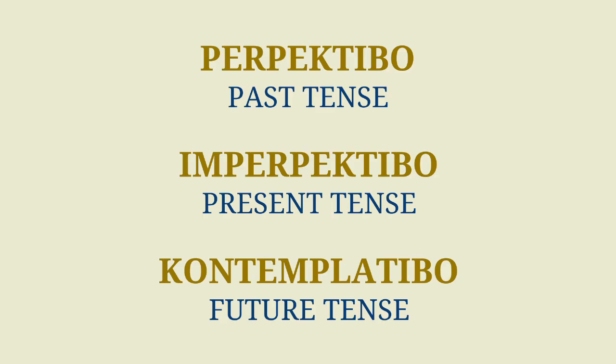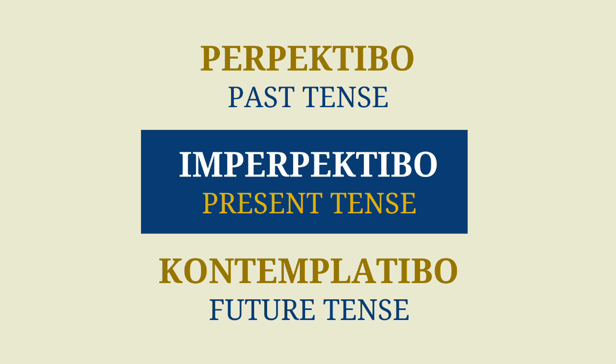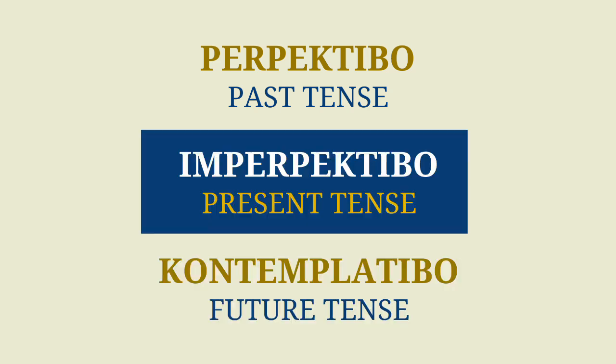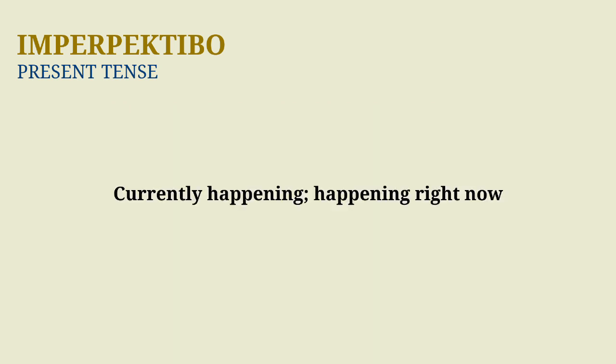In this video, we will learn when you should use these three tenses: Perpektibo, Imperpektibo, and Kontemplatibo. First, let us start with Imperpektibo. I will give you 5 instances where you should be using this tense in Tagalog. First is to describe what is currently happening or an action that is happening right now.